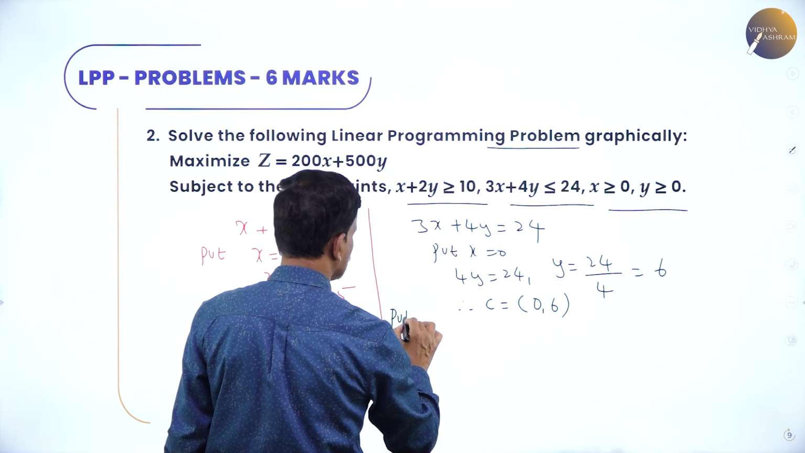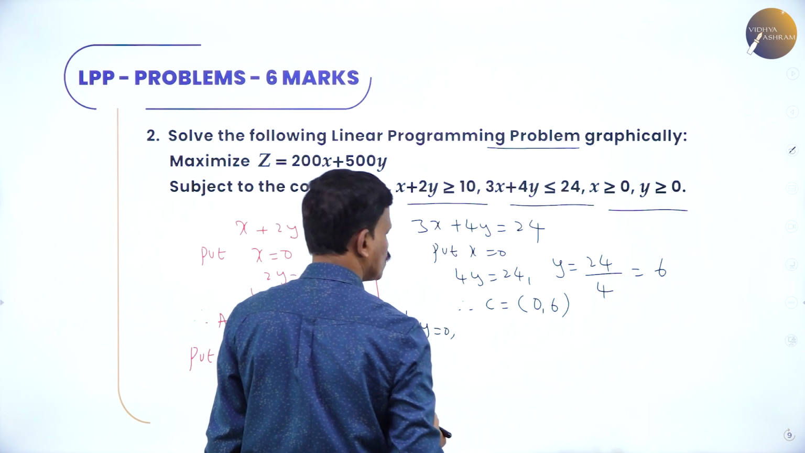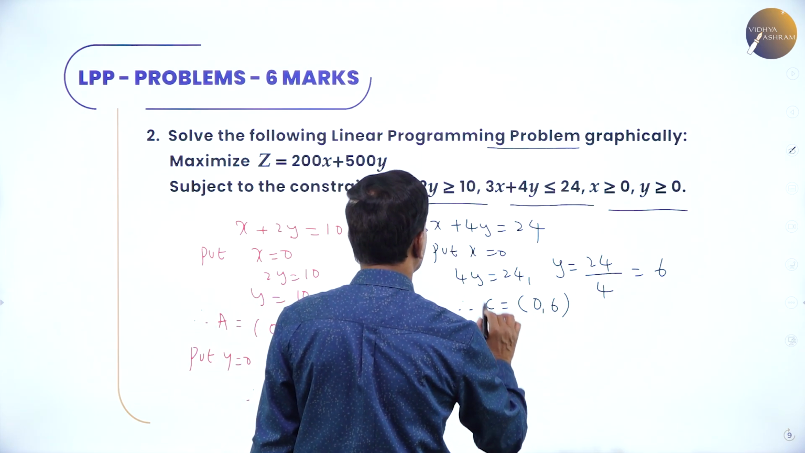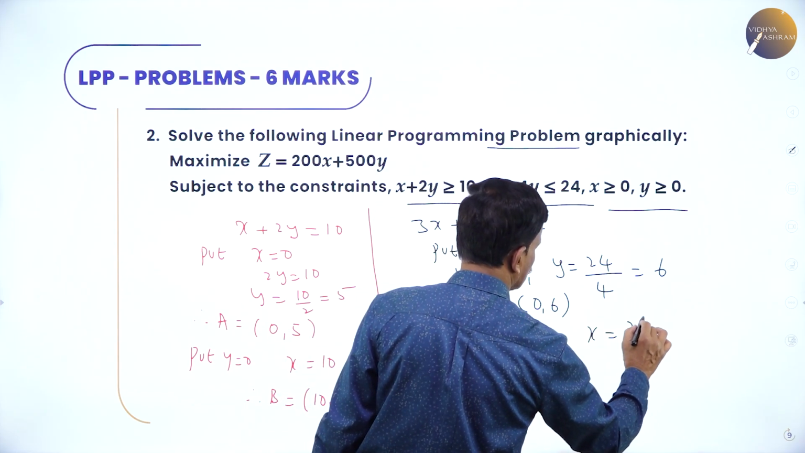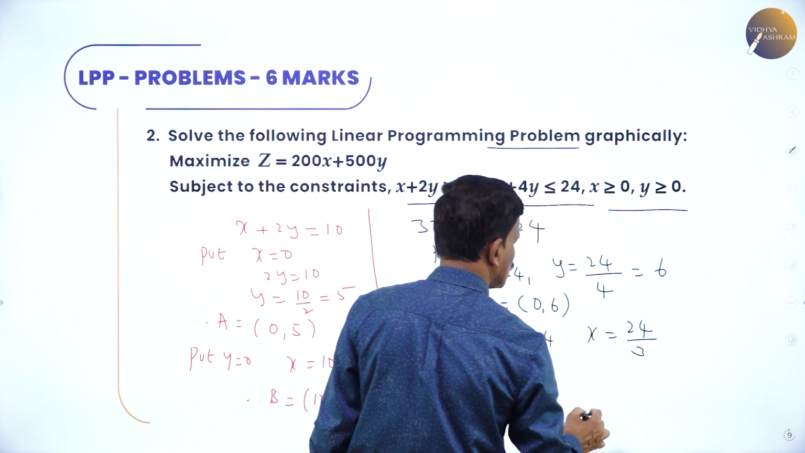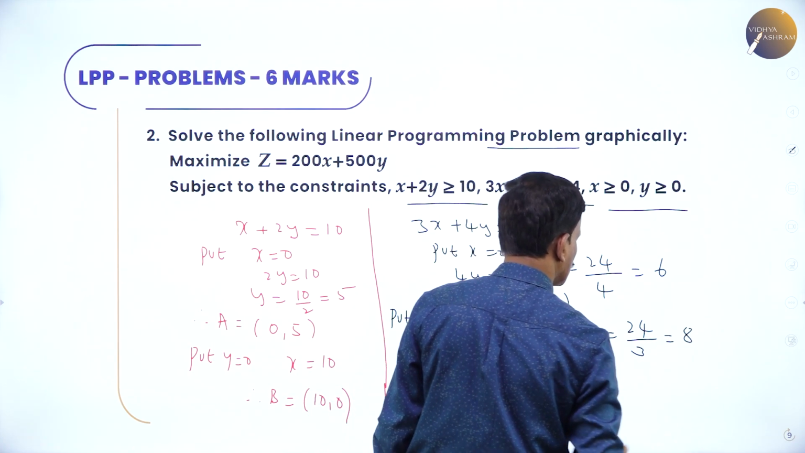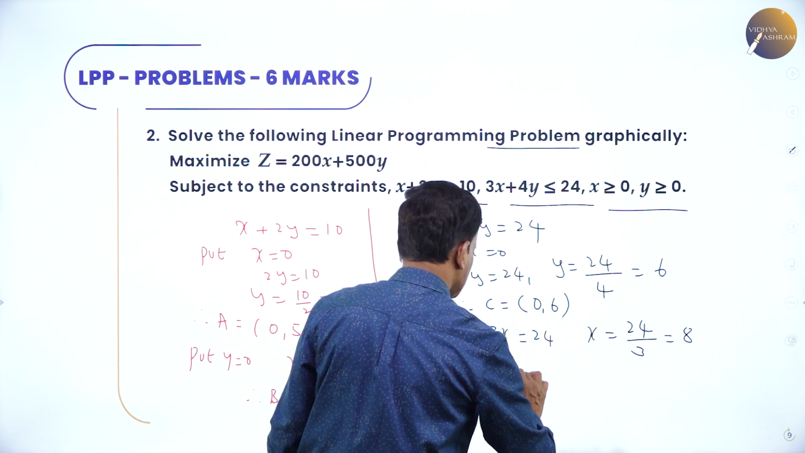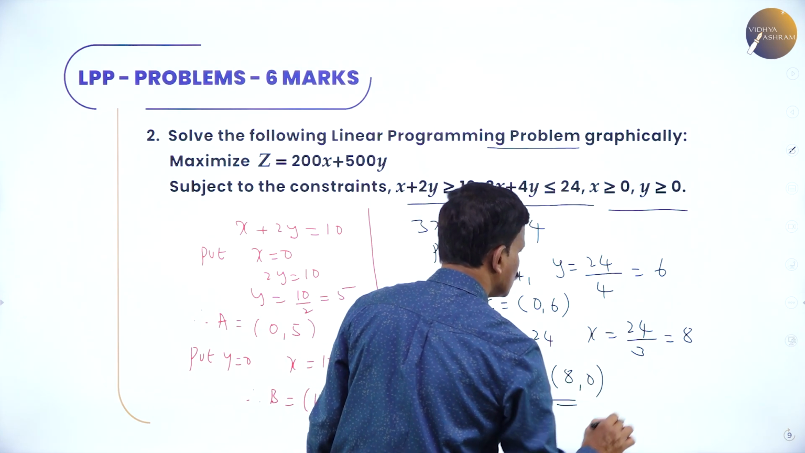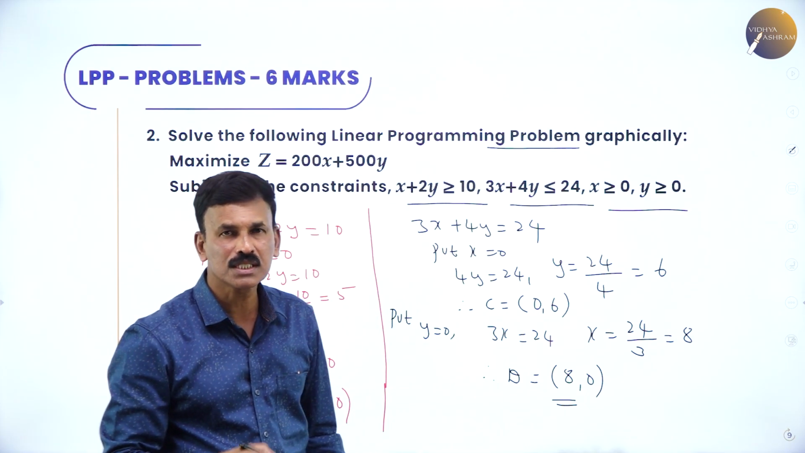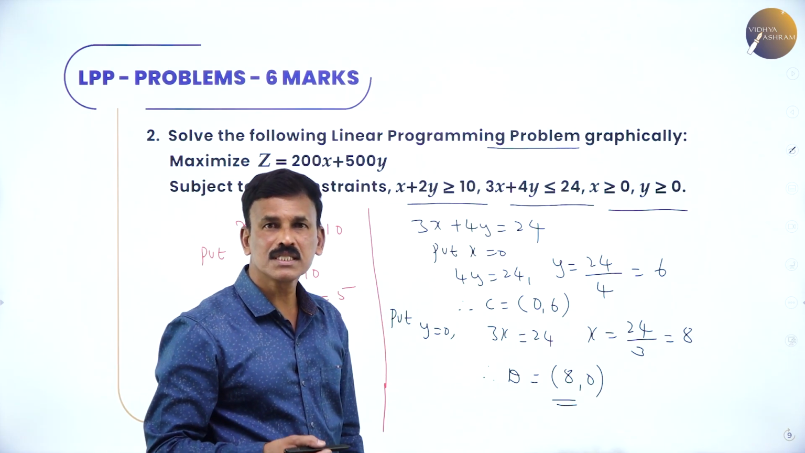Again put y is equal to 0. If you put y is equal to 0, what happens? 3x is equal to 24, x is equal to 24 by 3, that is nothing but 8. Therefore the point D is x is 8, y is 0. Okay, these are the points. Now let us represent this on a graph.